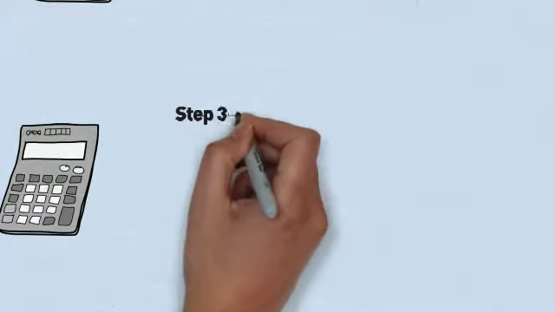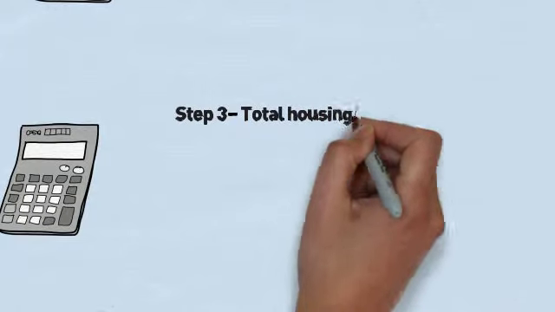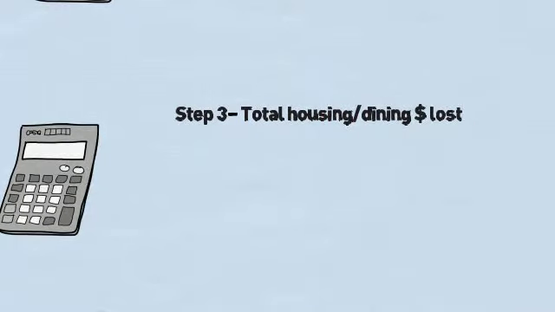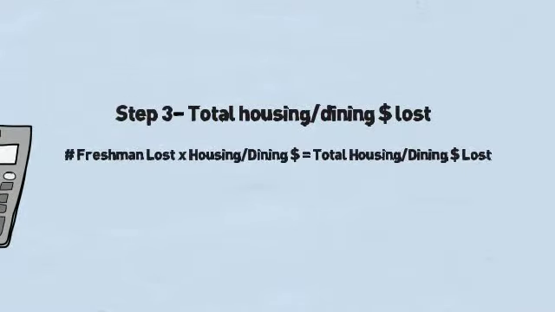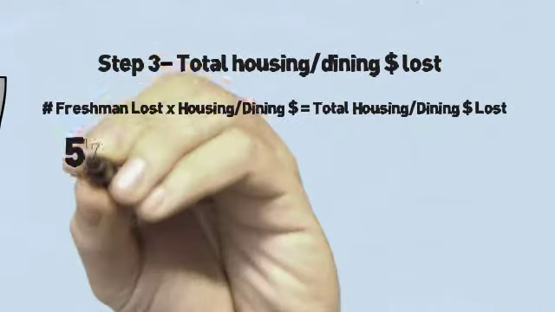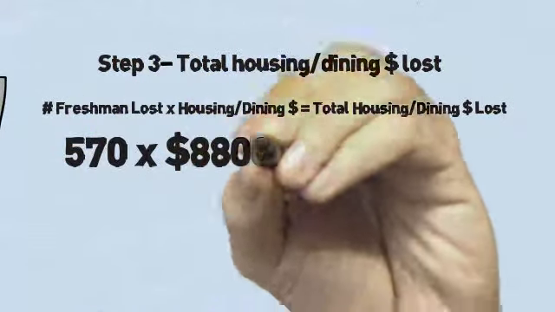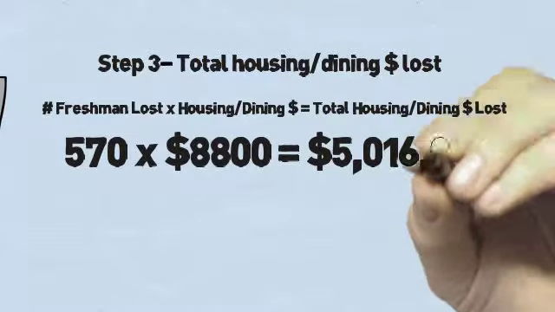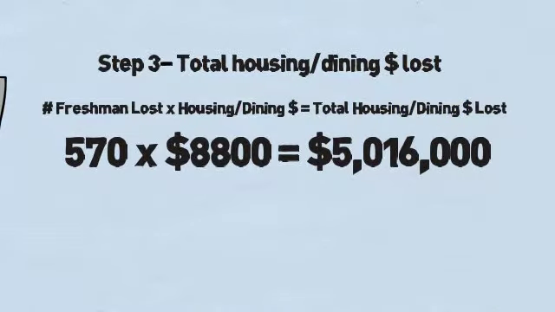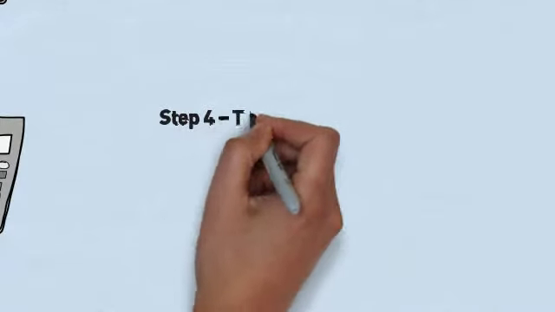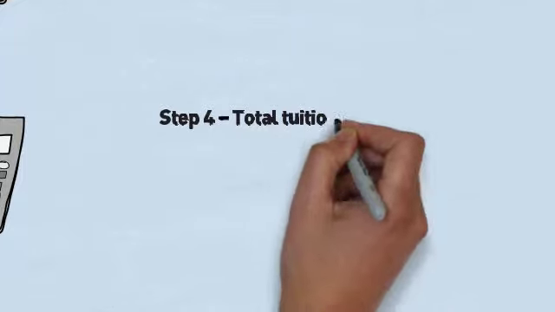Next, let's calculate total housing and dining dollars lost due to attrition. To do this, we take the number of freshmen from step 1 and multiply it by an annual housing contract. Now this is only for 1 year, so if you have a living requirement, you will want to factor that into your own calculation.